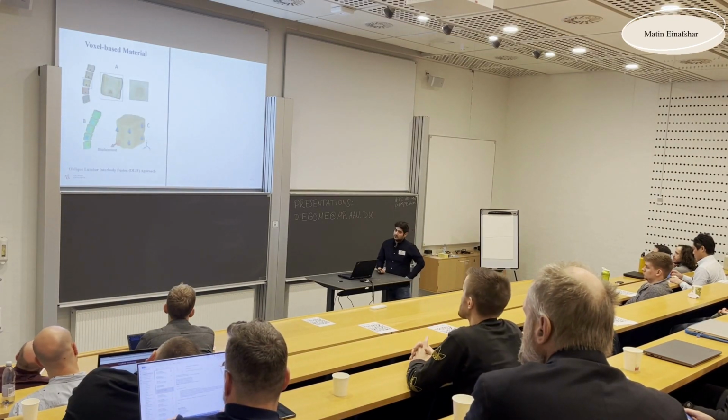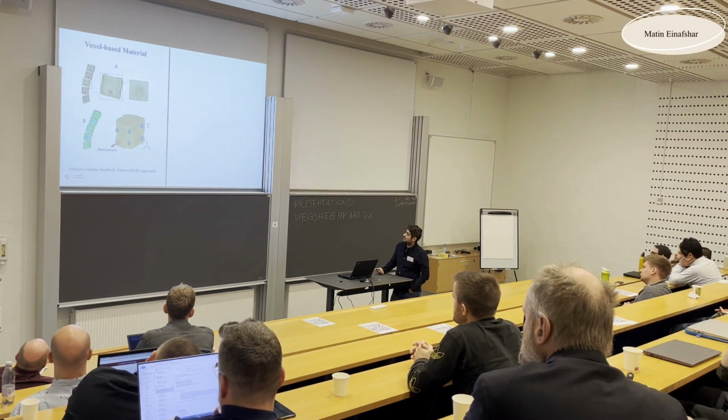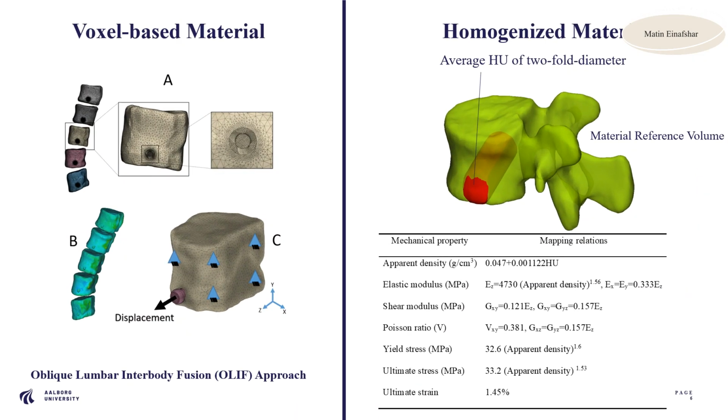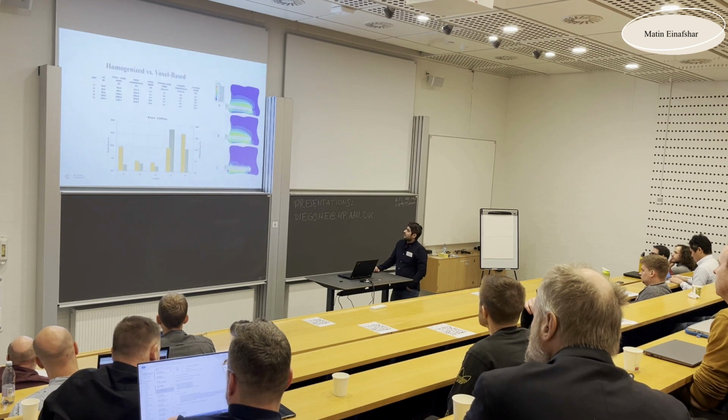So in our study, we use two models. First, voxel-based material properties assigned based on this table. Then we applied the pull-out test to the head of the screw, placed in an olive approach, so the screw actually goes through the body of the vertebra. Then we use another model, which is homogeneous material. We used the average Hounsfield unit of two-fold the diameter of the screw and assigned it to the whole body of the vertebra. We call it the material reference volume. And then we compared these two together.